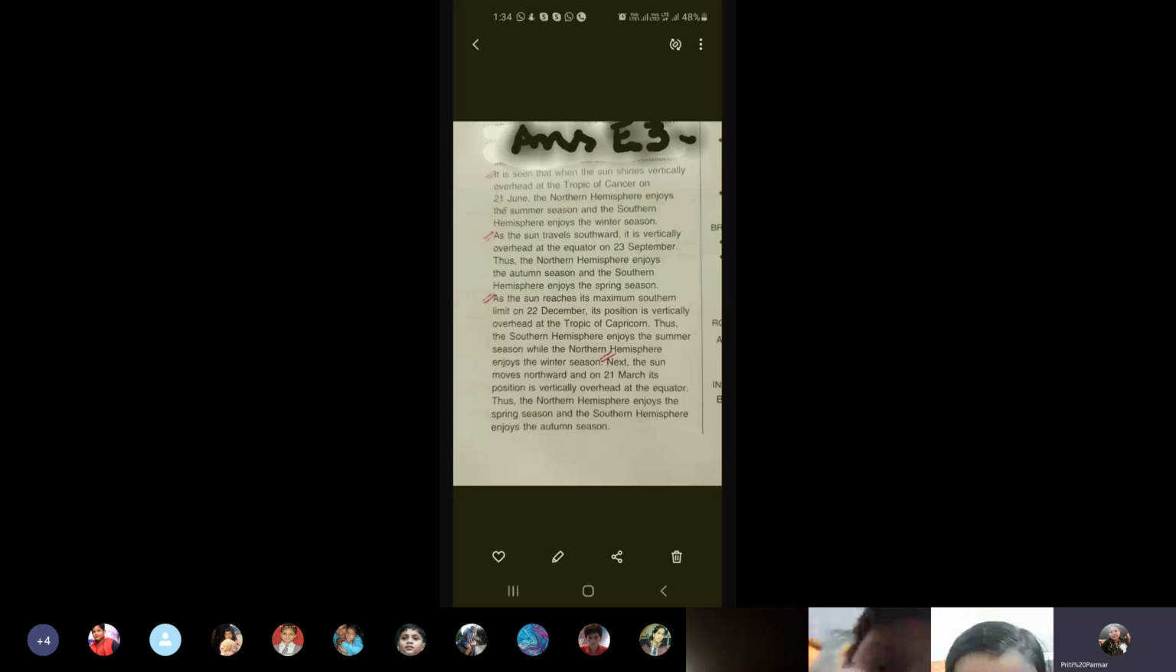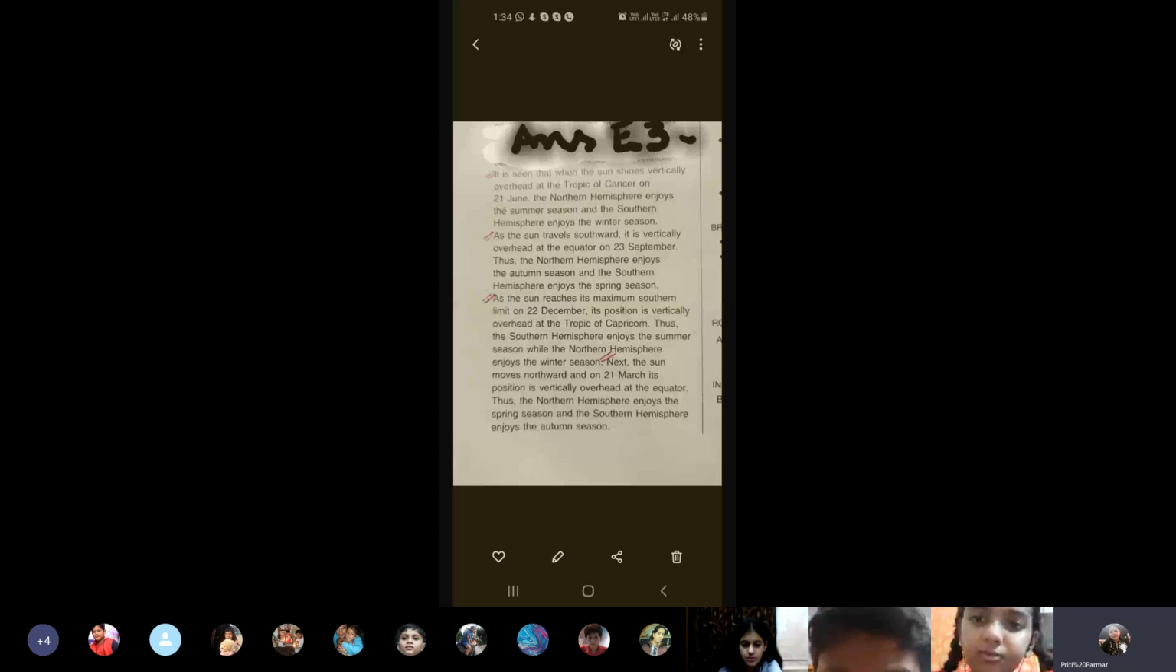Number three, as the sun reaches its maximum southern limit on 22nd December, its position is vertically overhead at the Tropic of Capricorn. Thus, the southern hemisphere enjoys the summer season while the northern hemisphere enjoys the winter season. Fourth point, the sun moves northward and on 21st March, its position is vertically overhead at the equator. Thus, the northern hemisphere enjoys the spring season and the southern hemisphere enjoys the autumn season. This is your E3 answer.